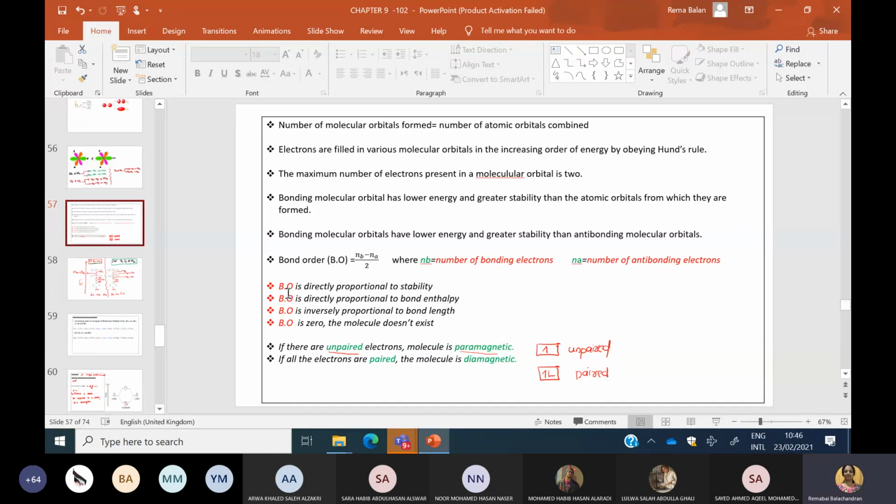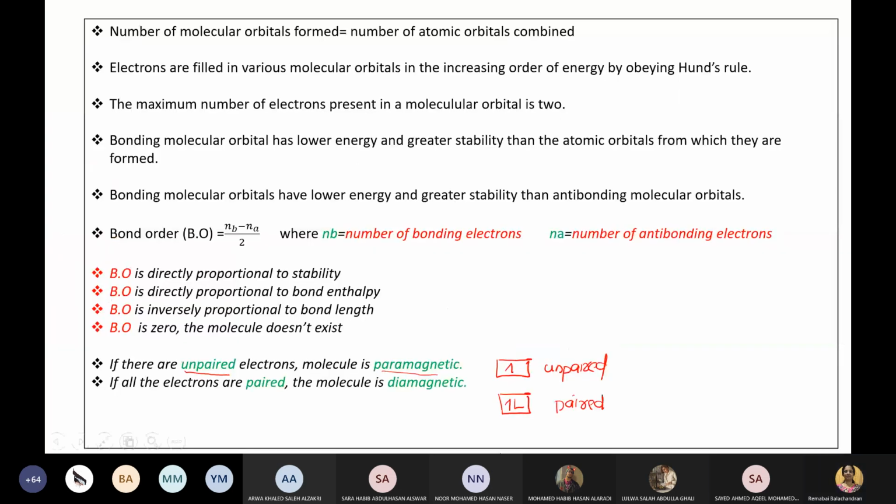Can you see this slide? Yes. What is written there? Bond order is directly proportional to stability. That means if bond order is high, stability is high. Understand what I meant? That is, if bond order is high, stability is high. Or bond order is low, stability is low.